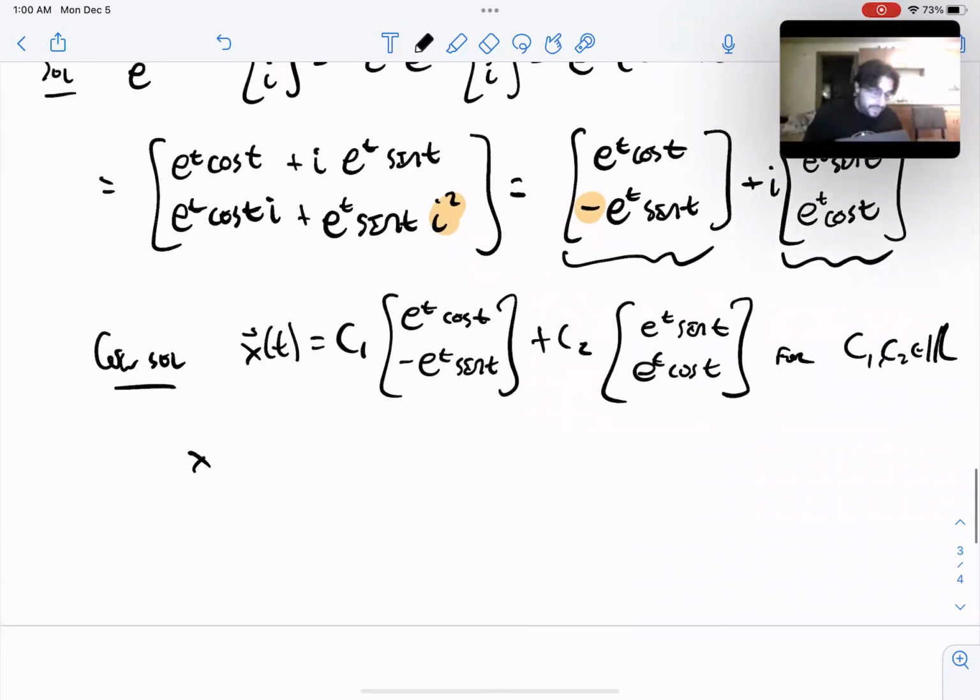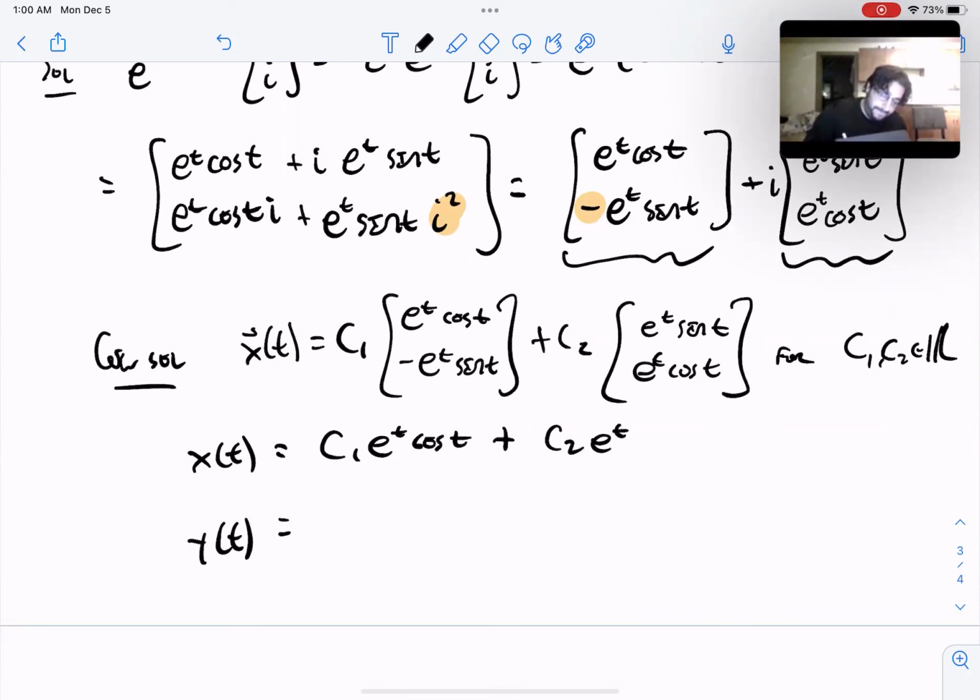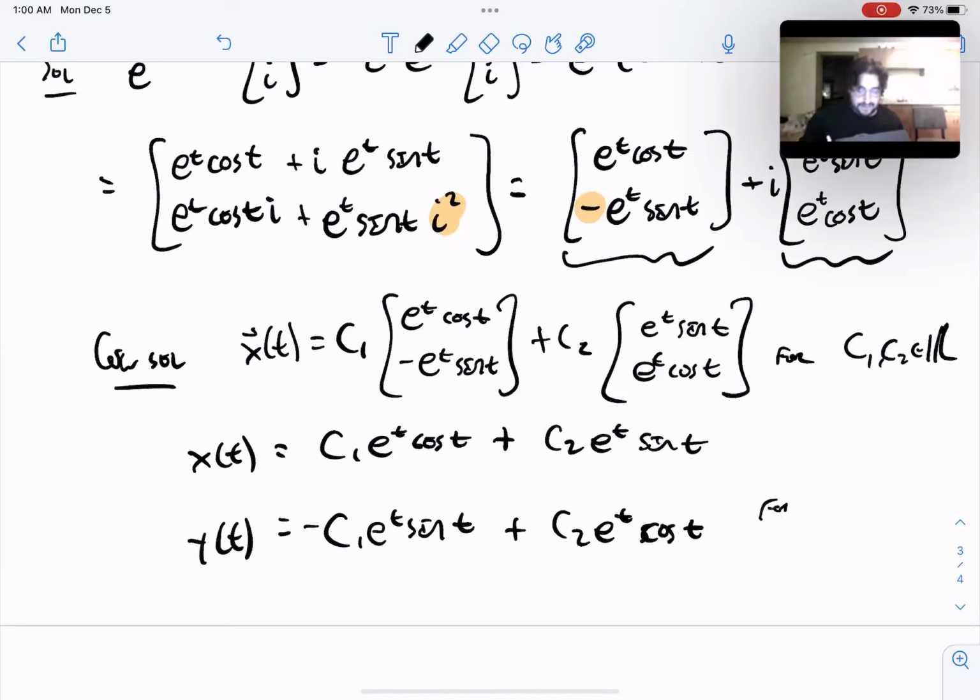And if you want, again, you can get it back in terms of x and y by just ripping out the first coordinate and the second. There we go. So there's our general solution for the x of t and y of t.